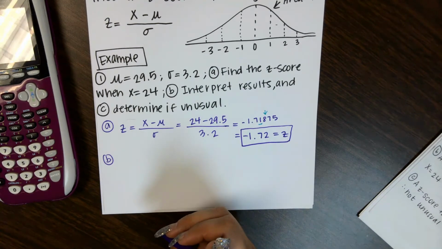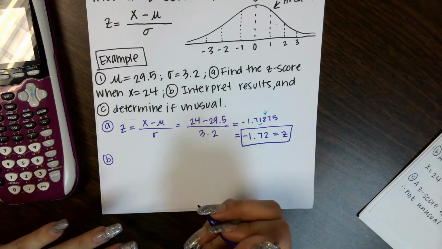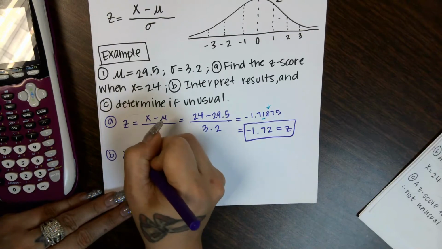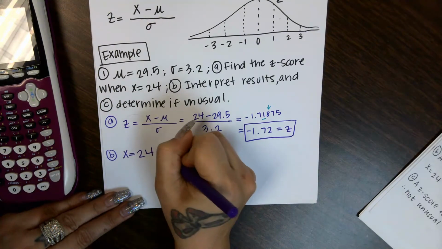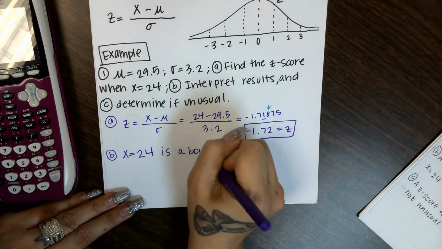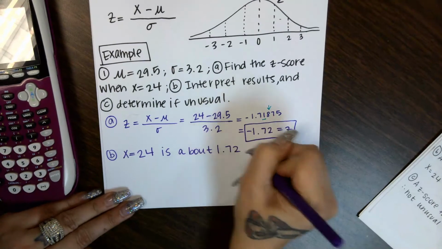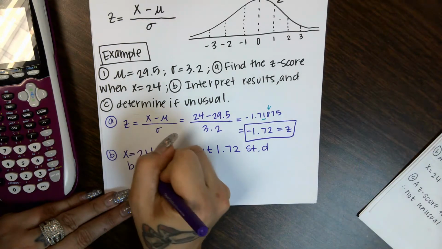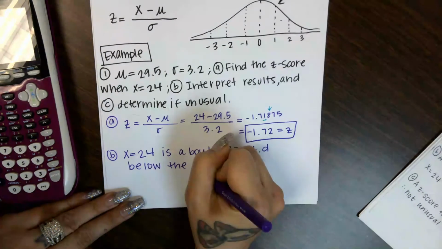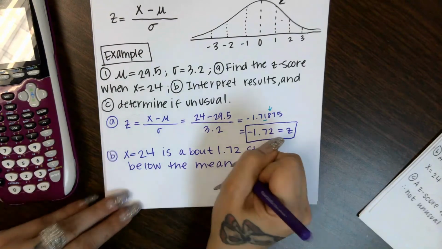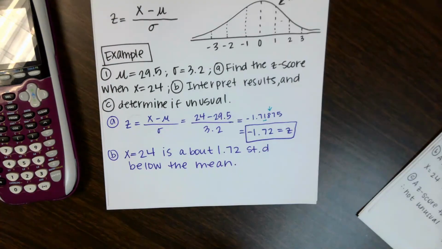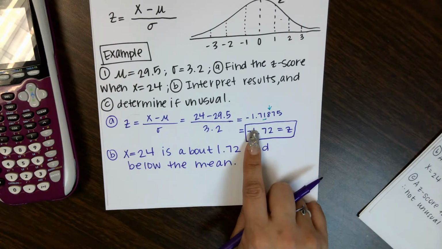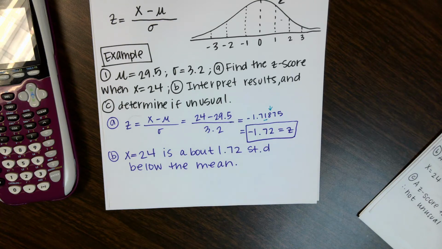Okay. So this is how we would interpret it. Our x being 24 is about 1.72 standard deviations below the mean. Why would I be saying below again? Because my z-score was what? Negative. Negative falls below. Okay? A positive would be above.